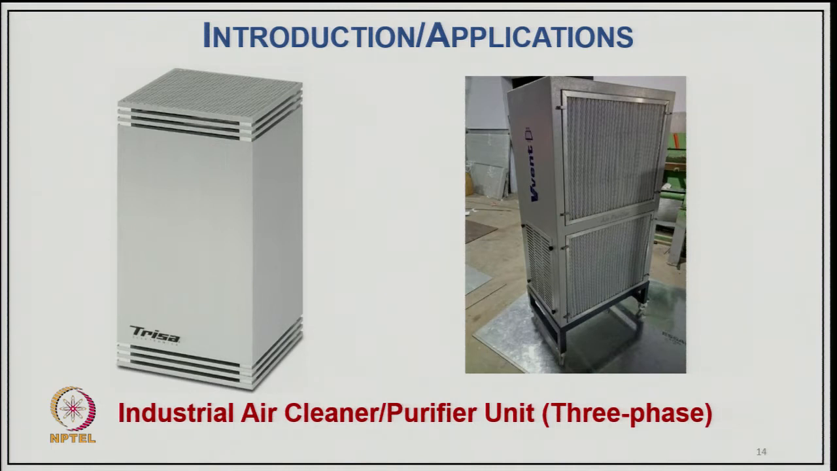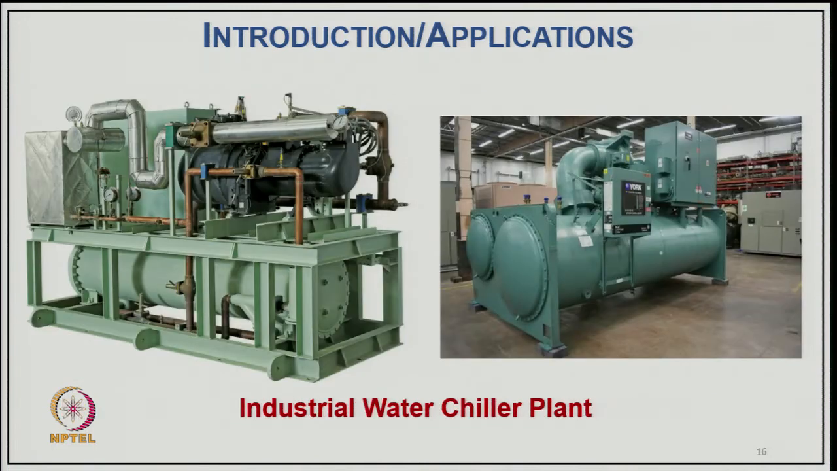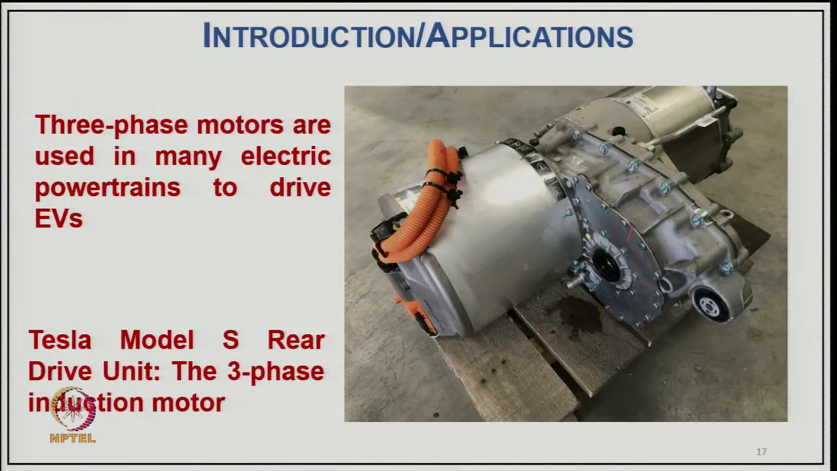That is also part of your heating, ventilation, air conditioning system, or you have industrial air conditioner, air cleaner or purifier unit of 3 phase of large rating. Then you have an industrial refrigerator, compressed air dryer unit, again because these are of large rating, we have to power them with 3 phase motors. Then industrial water chiller plants. Because they consume a large amount of power, that is why we have so many motors in those plants.